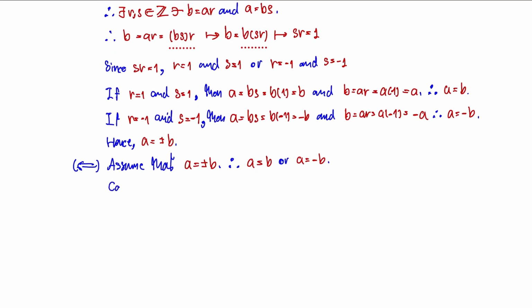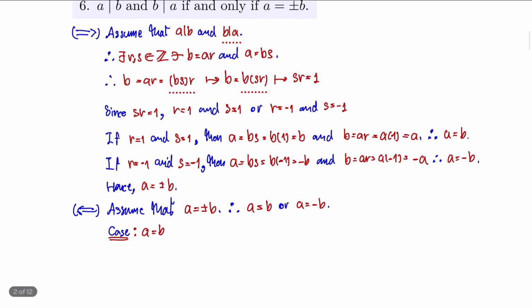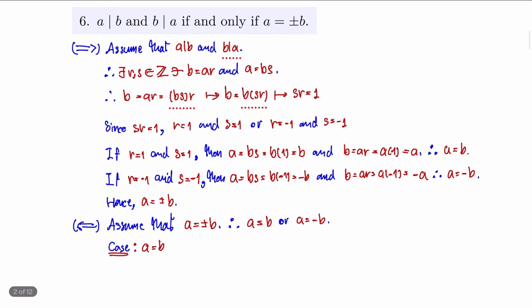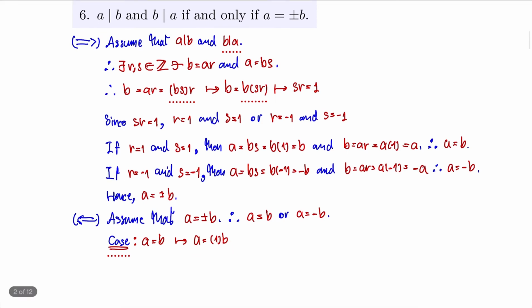So let's start with the first case, where A equals B. When A equals B, we might write A equals 1 times B, right? So B is a factor of A. That means that B divides A.